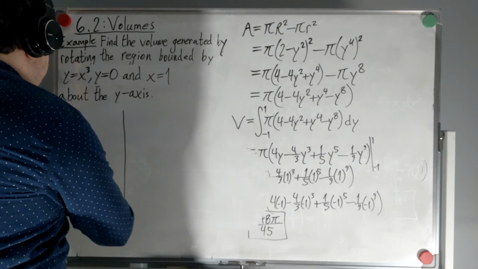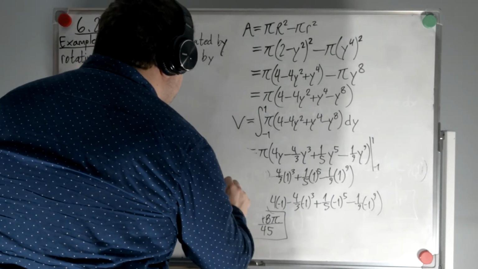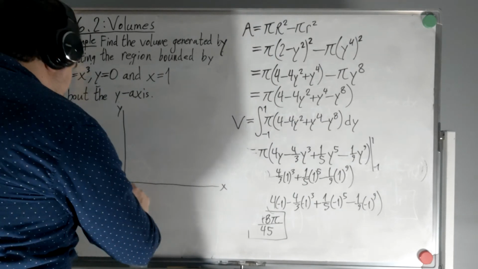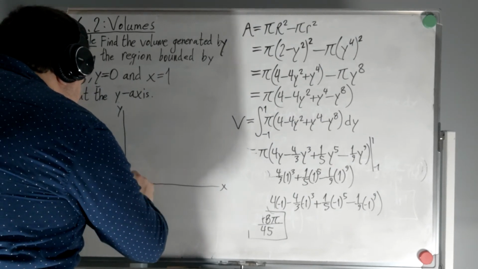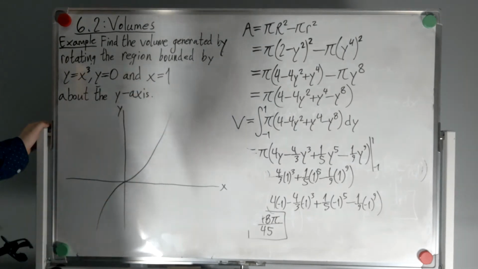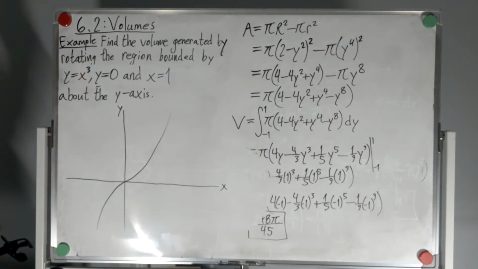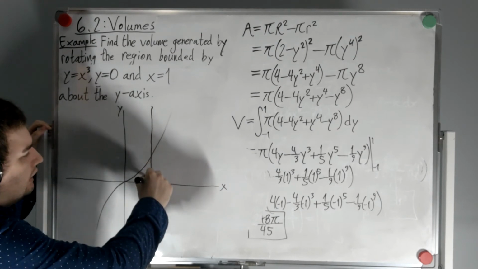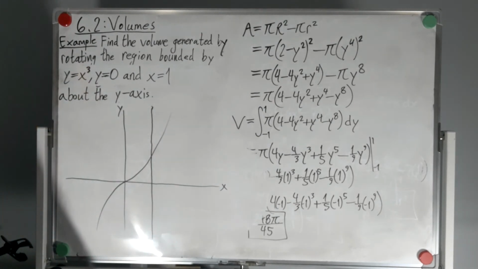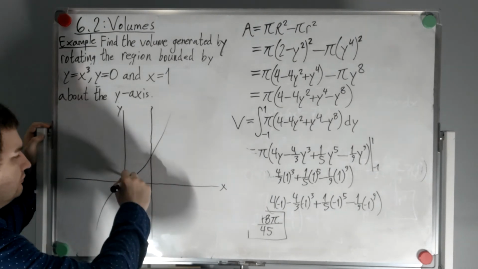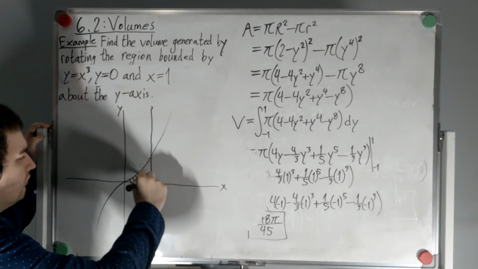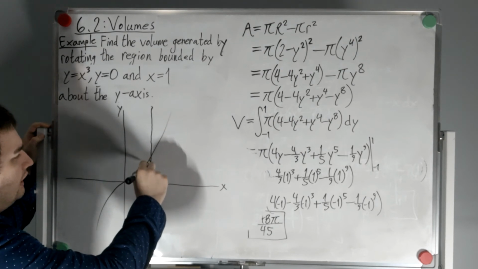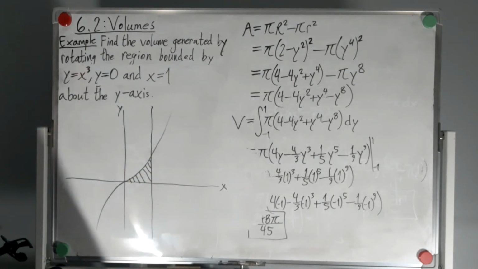So, as always, we'll draw a diagram. Y equals x cubed looks something like this. Y equals 0 is just the x-axis. And then x equals 1 is this line right here. So, it's this region. We're going to revolve this around the y-axis.